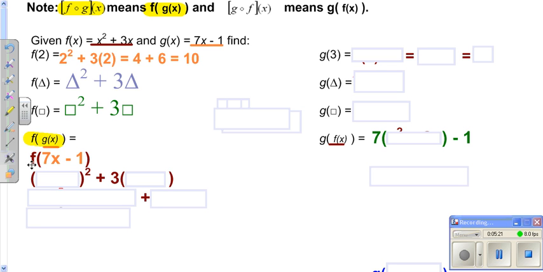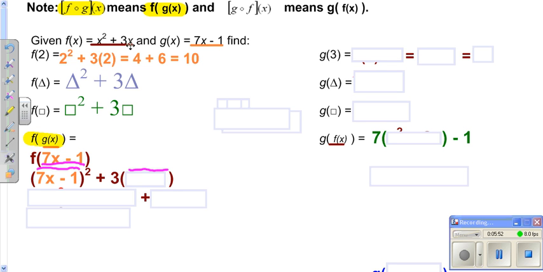Now I need to go to my function f. It says I need to square my input and then add 3 times my input. Well, I need to square my input, but my input's everything I have in the parentheses here. That's my input. So that's what I need to put in here before I do my squaring, and that's what I need to put in here before I do my tripling. So I'm going to replace this x here with what's in the parentheses. So I get a 7x minus 1 all squared here plus a 3.